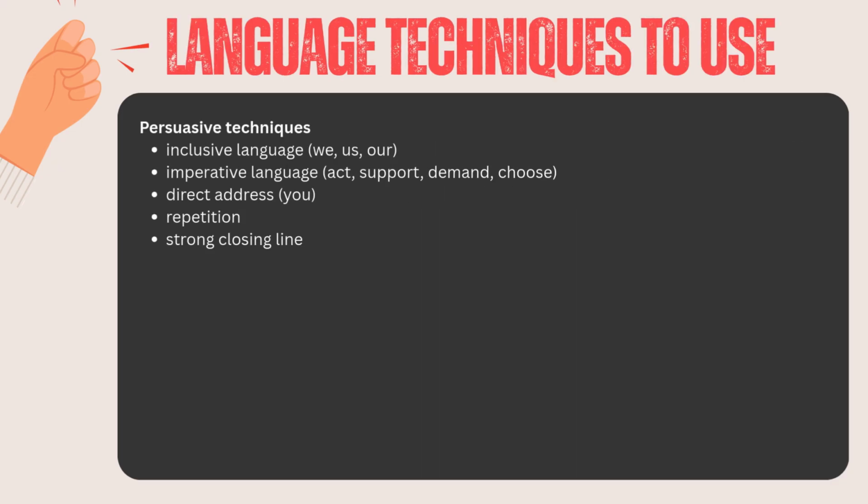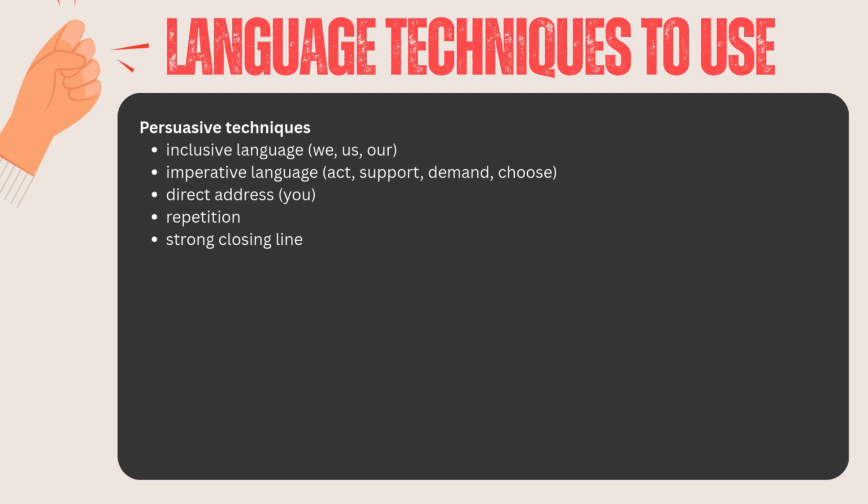So, what techniques are needed? You need that inclusive language using we, us, our. You need imperative language, that really strong language. Tell your audience to act, support, demand, and choose. Give a direct address. Tell your audience, you need to do this, you need to do that. So you are speaking directly to them.